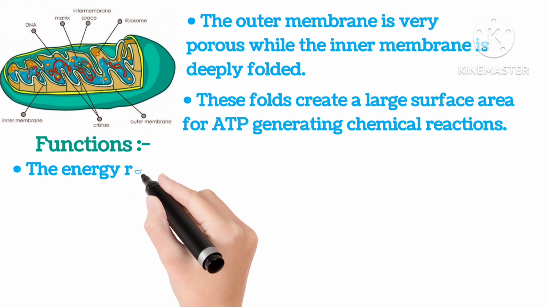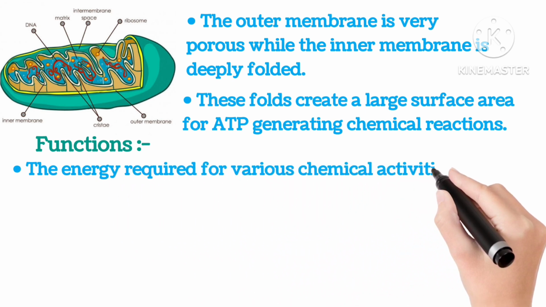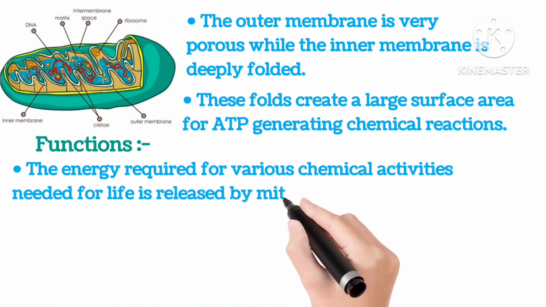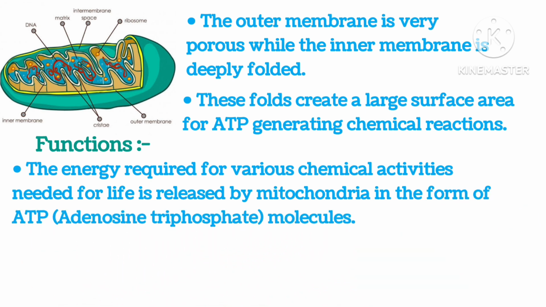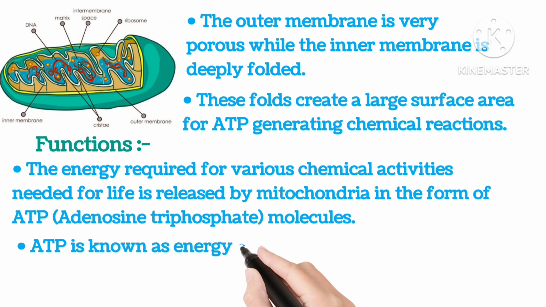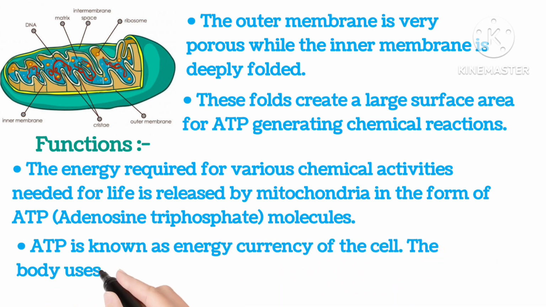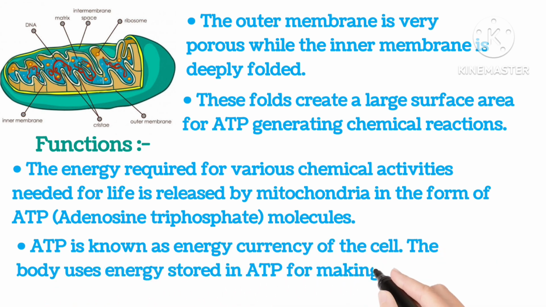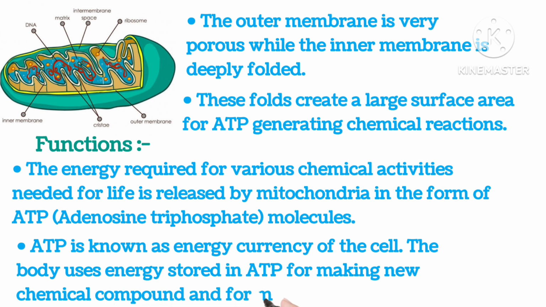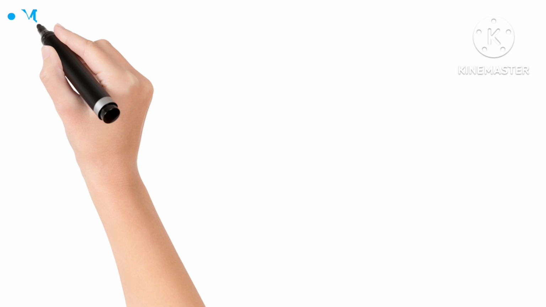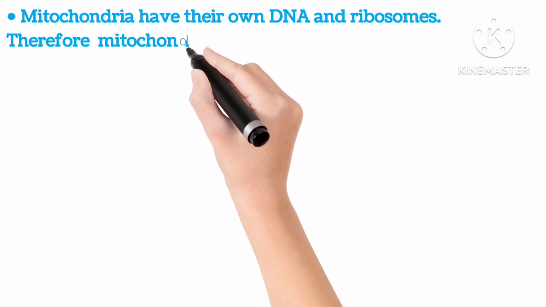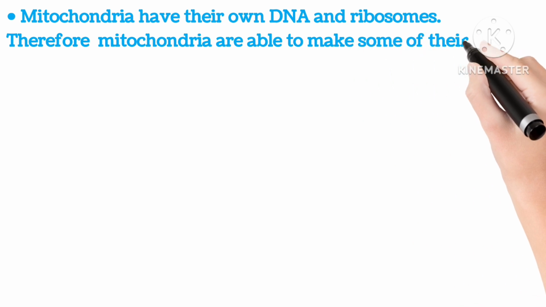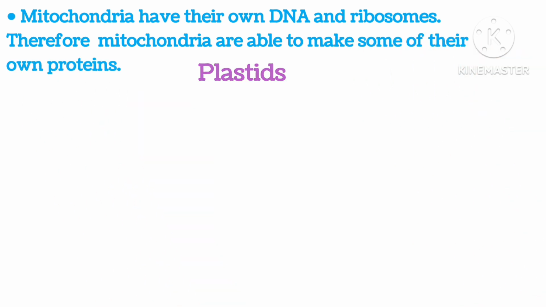Functions of mitochondria: the energy required for various chemical activities needed for life is released by mitochondria in the form of ATP, which is adenosine triphosphate molecules. ATP is known as the energy currency of the cell, and the body uses this energy stored in ATP for making new chemical compounds and for mechanical work. Mitochondria have their own DNA and ribosomes, therefore mitochondria are able to make some of their own proteins.